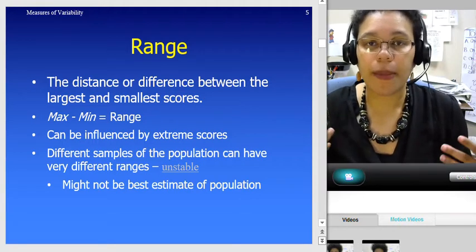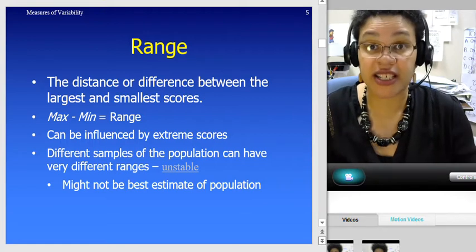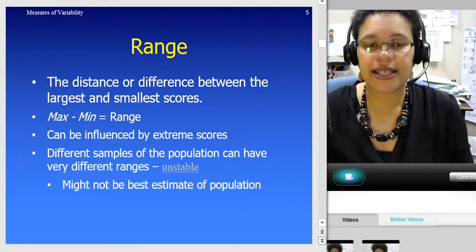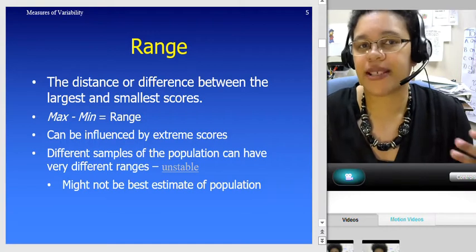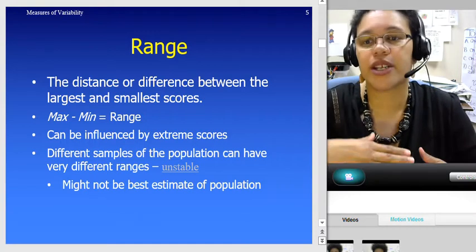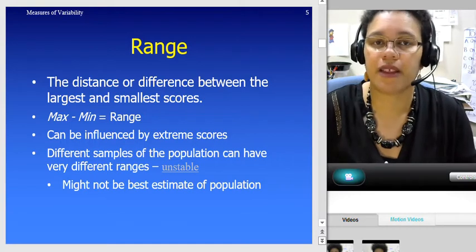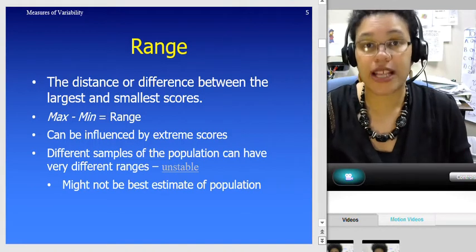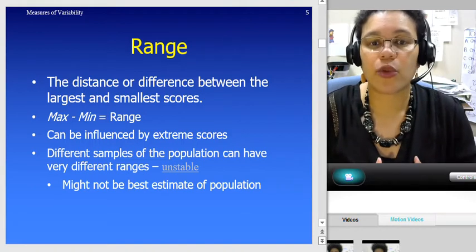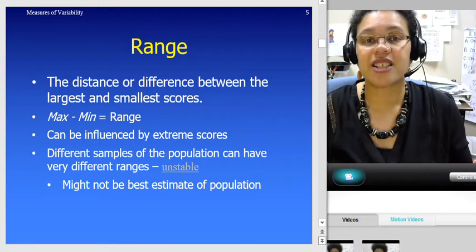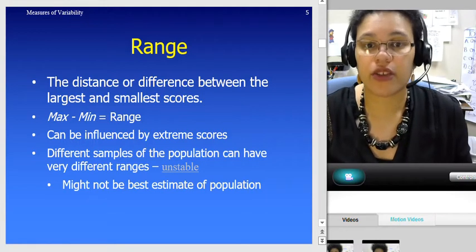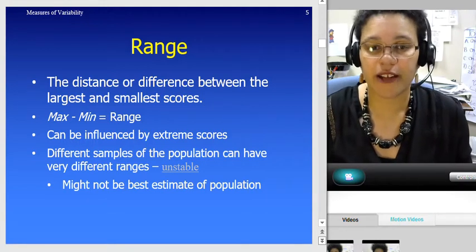But when we're talking about the range in statistics world, it's the maximum minus the minimum. It's how many degrees separate the maximum and the minimum. So, for example, we would say that the range is 60 minus 30, which is 30 degrees. The range is 30 degrees, okay?